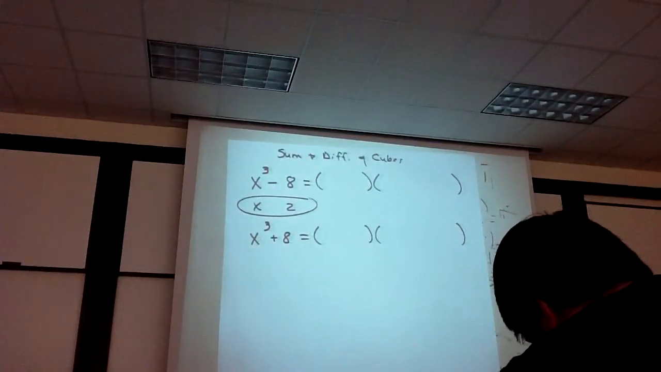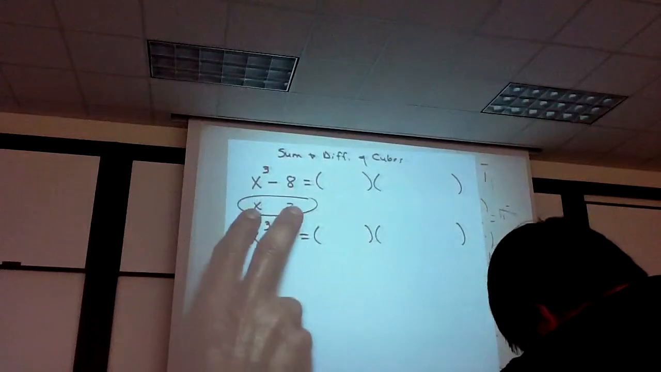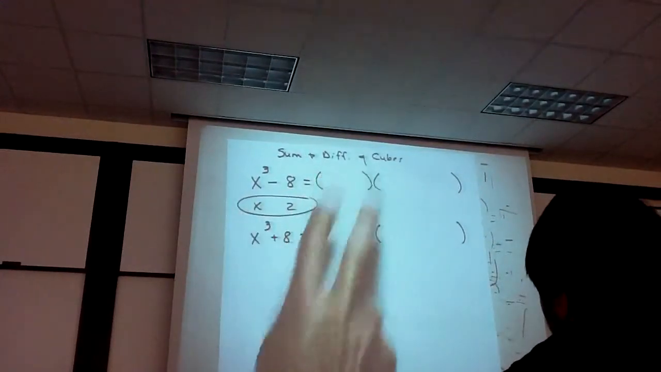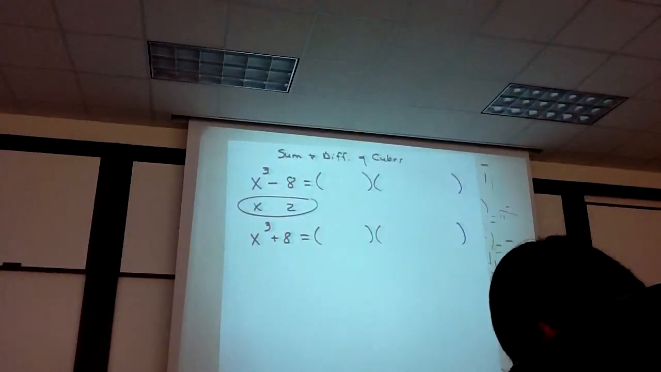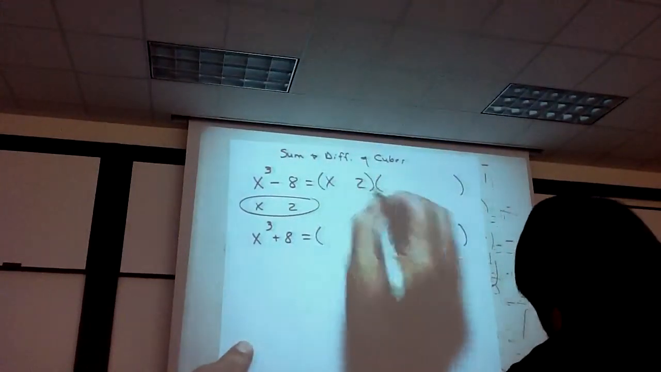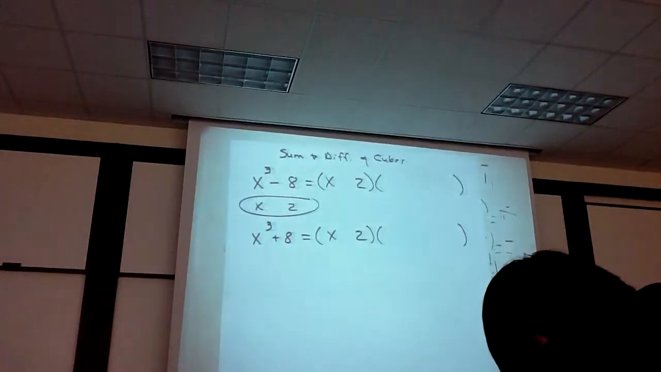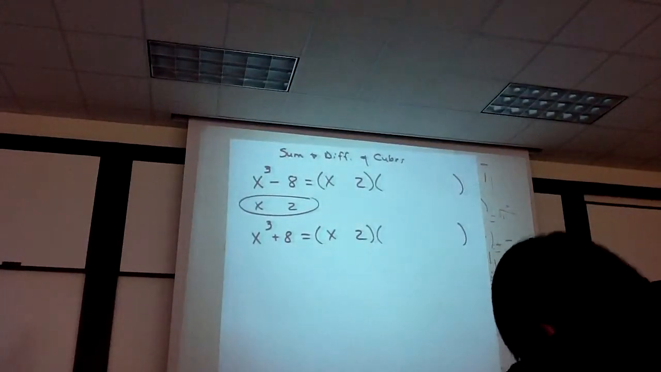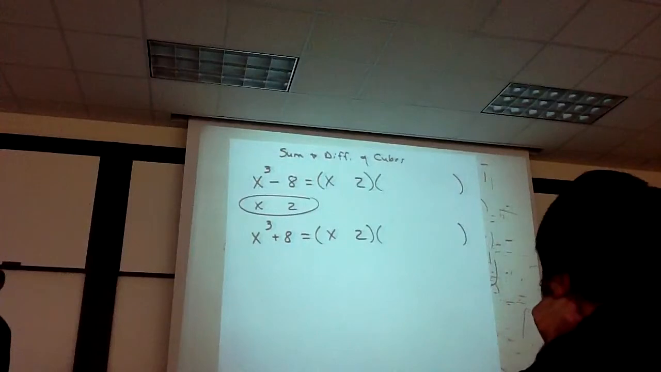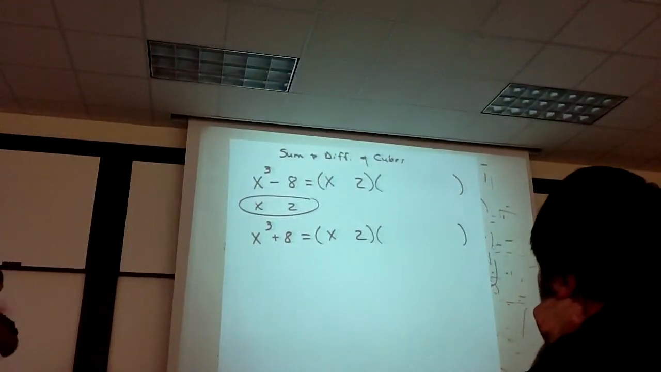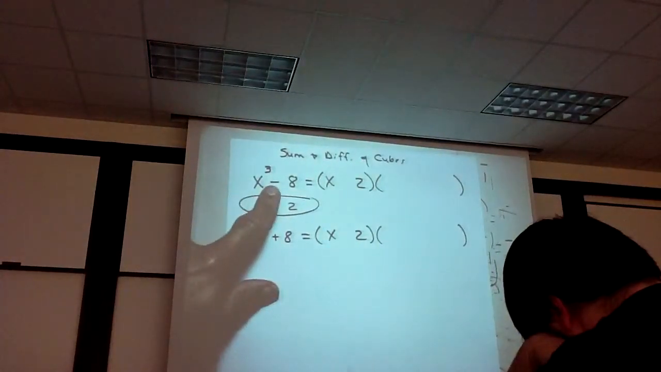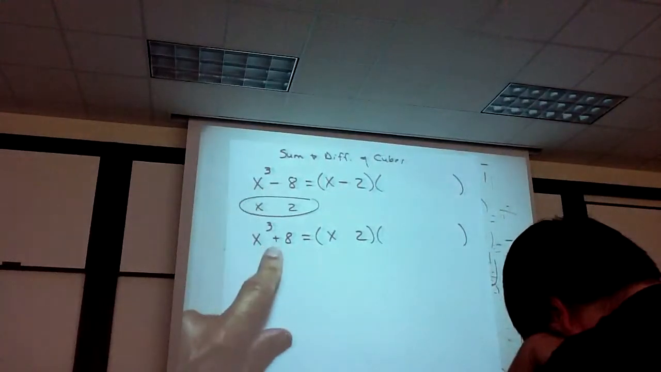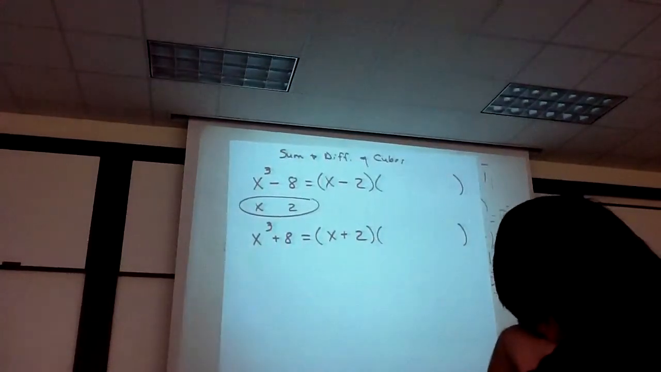All right. Here's the way. These two, the cube roots, they're the terms in the two binomials. Just put them in there. X, 2. Okay. X and 2. Your cube roots are the terms in your binomial. And the sign of your binomial is the same as the expression. So if this is a difference, your binomial is a difference. If this is a sum, your binomial is a sum.